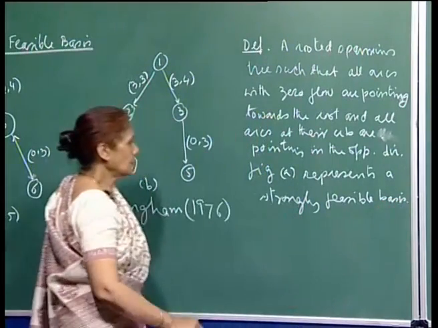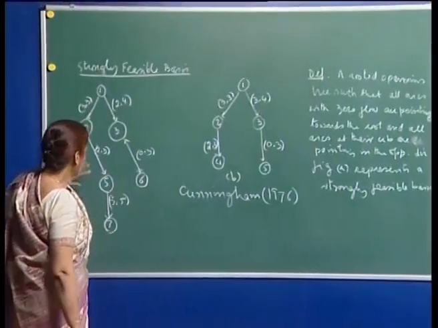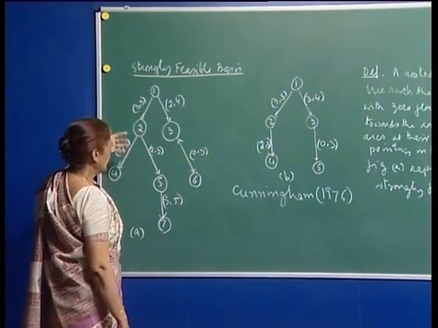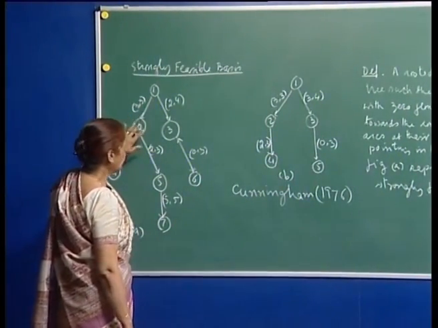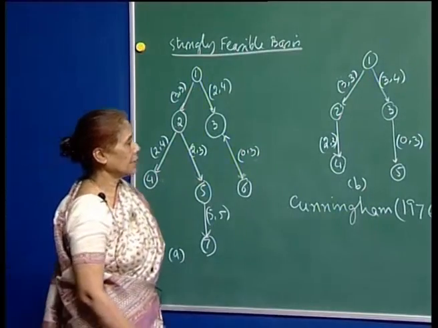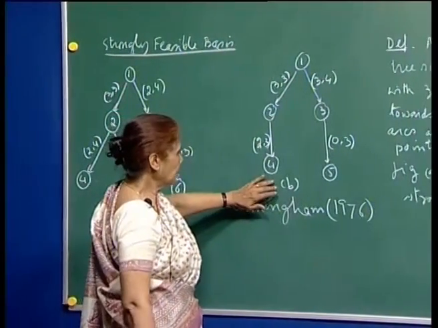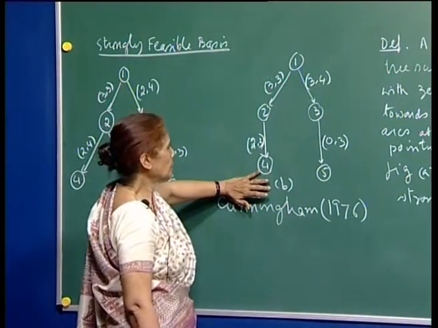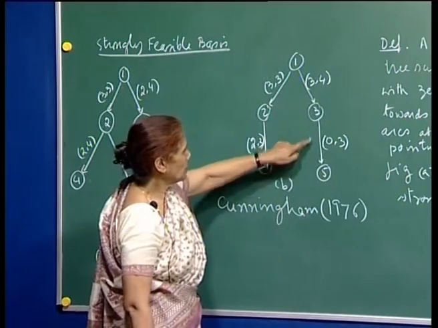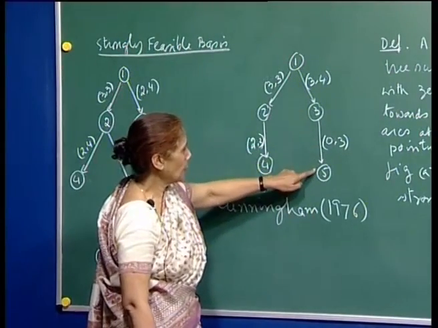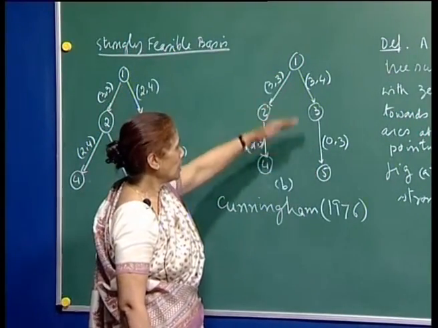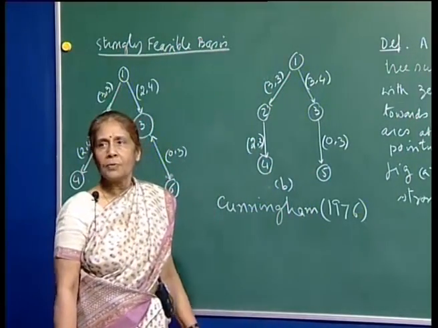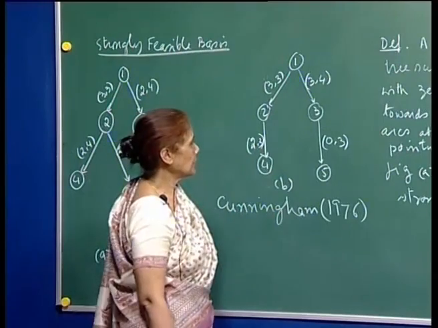The idea is that it is a feasible solution in the sense that the demands and the supplies are met, and after that this is the additional condition we are imposing, right. But figure B does not represent a strongly feasible spanning tree, because here you see this arc has 0 flow and it is pointing away from 1. So, therefore, from 5 I cannot send any flow to 1. From node 5 I cannot send any positive flow, right.